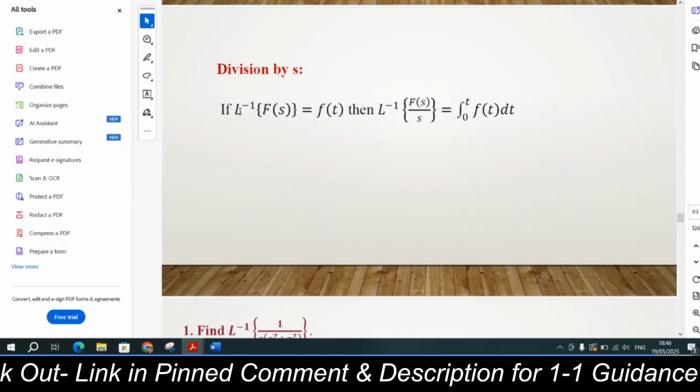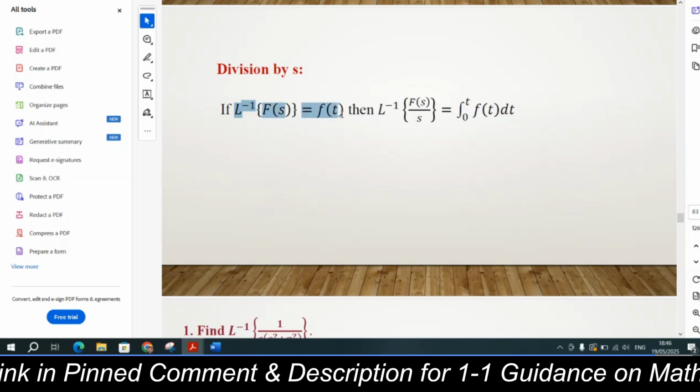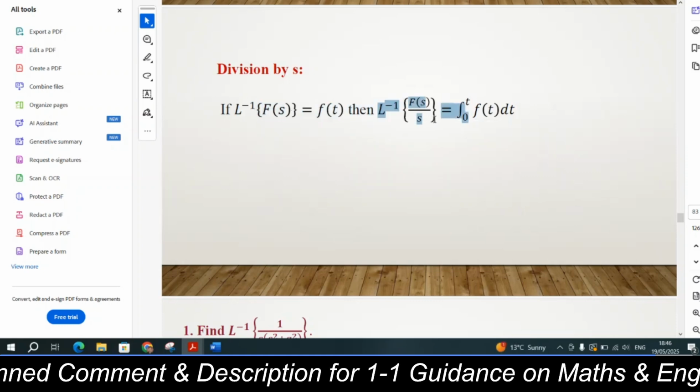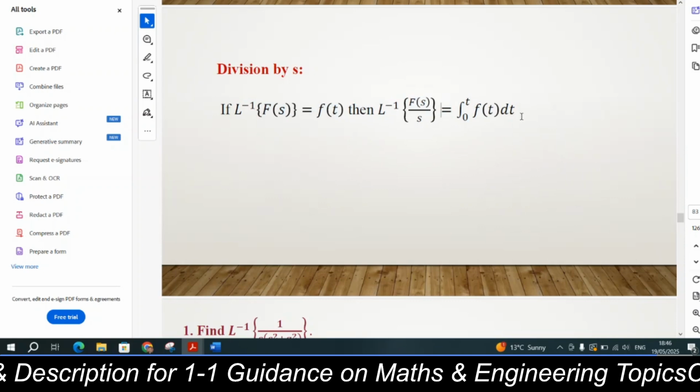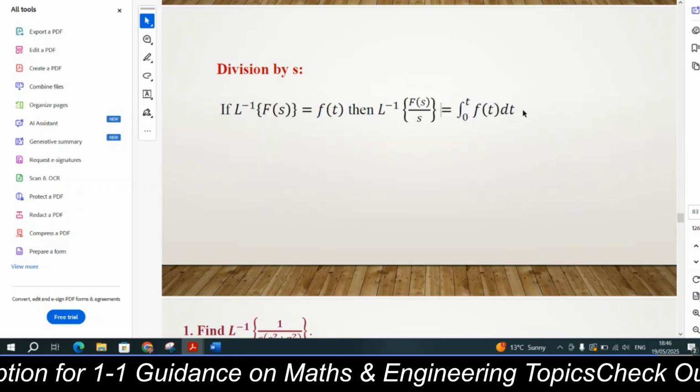Let's proceed. Page number 82 is homework. How many problems? 4 over here, and 74 was also there, 4 over here. So 8 problems so far.